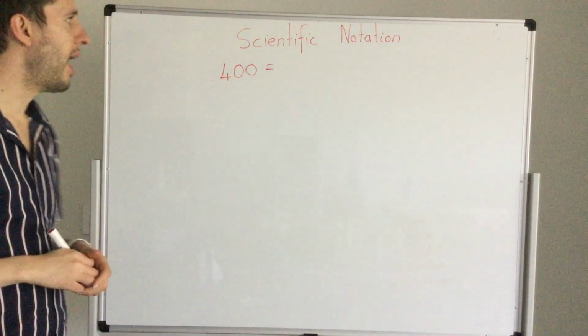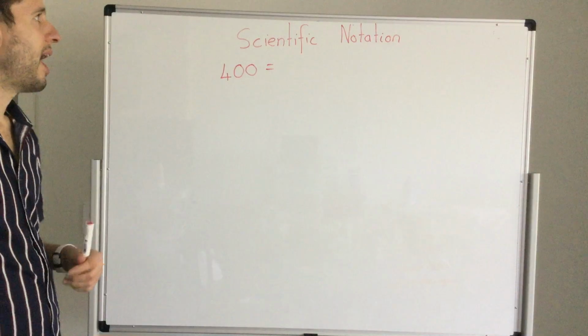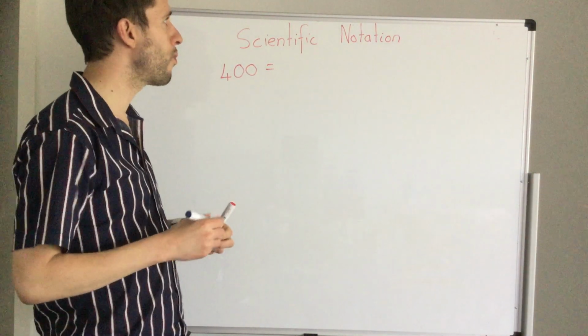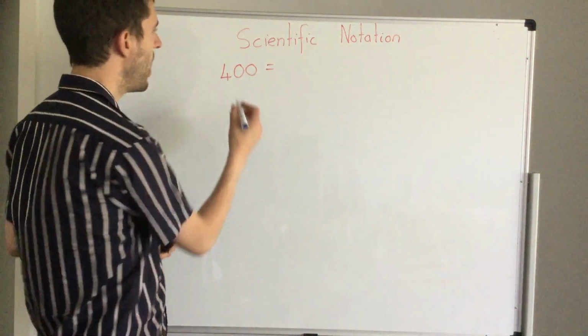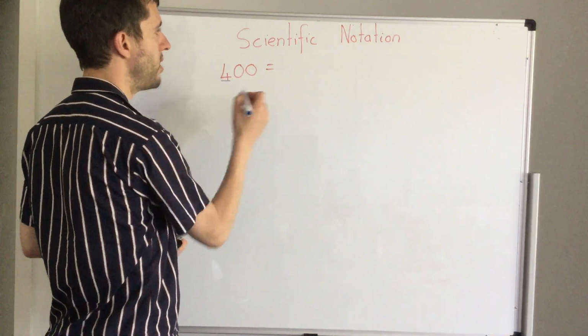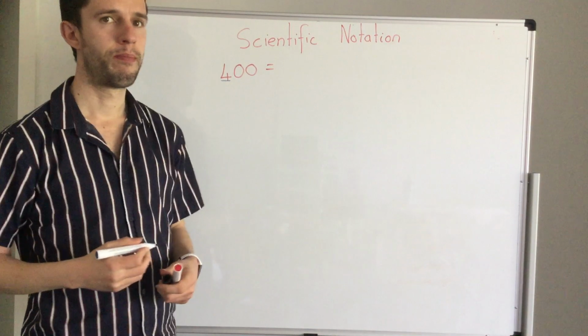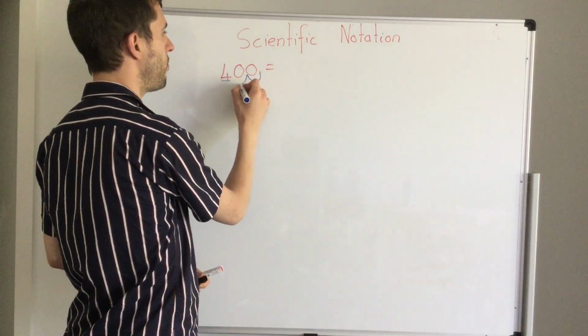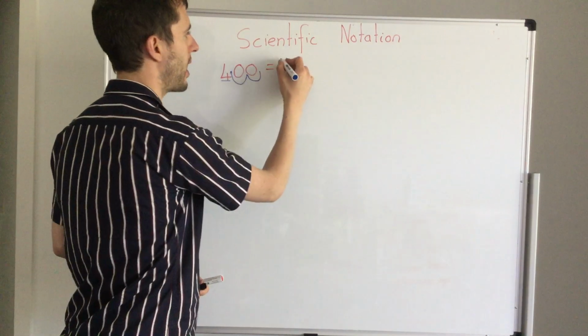400, I can write that in scientific notation. Now, the first thing I want to think about is when we're writing in scientific notation, I only want to have one digit before the decimal point. So I need to move my decimal place one spot and two spots to become 4.